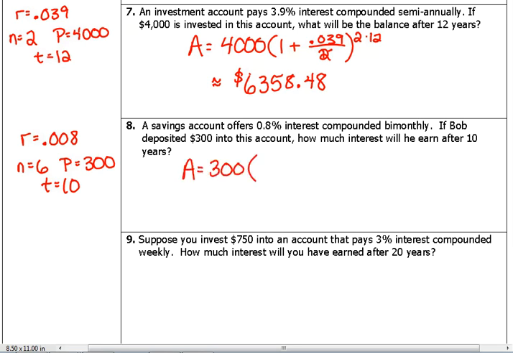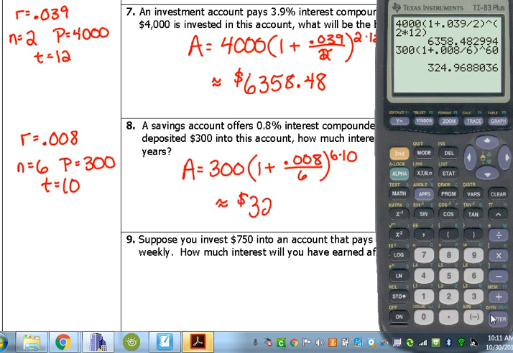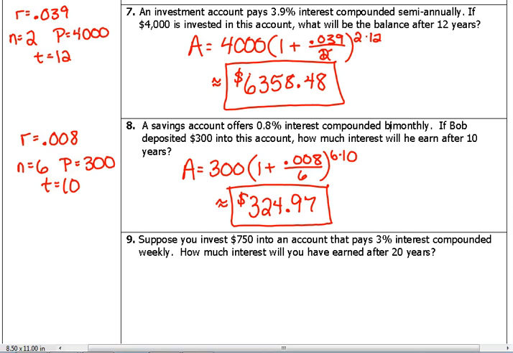A equals 300 times 1 plus 0.008 over 6 to the 6 times 10. $324.97. Remember to include your units. Put your dollar sign on there. It's a real world application. You always need units.